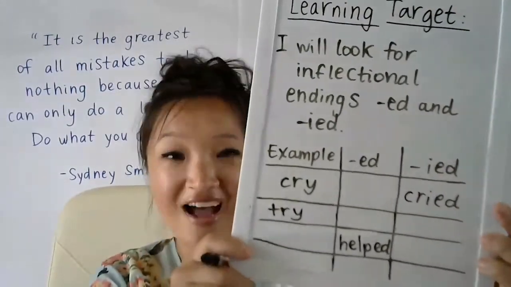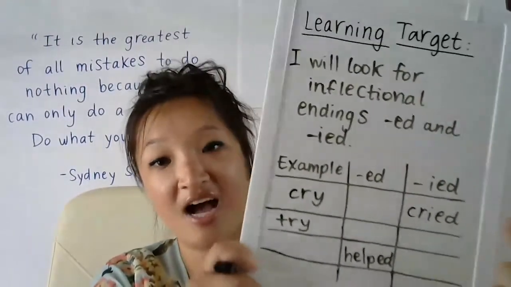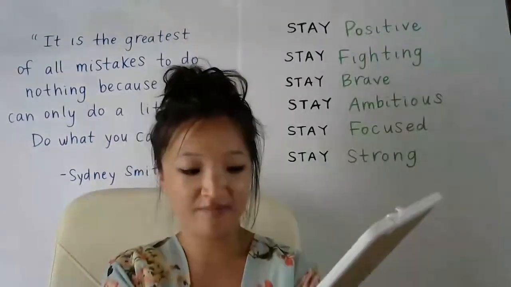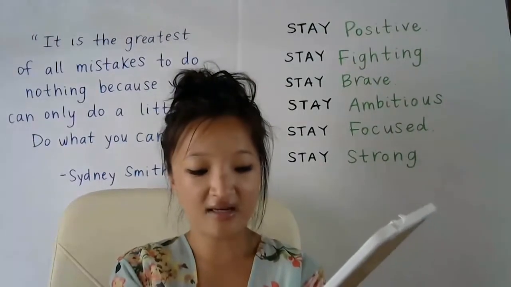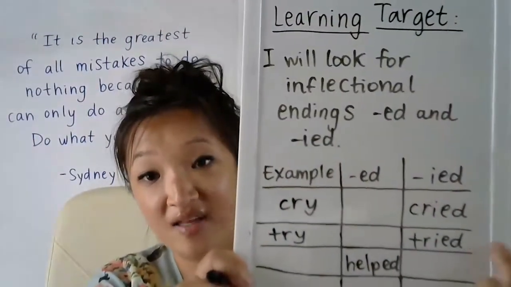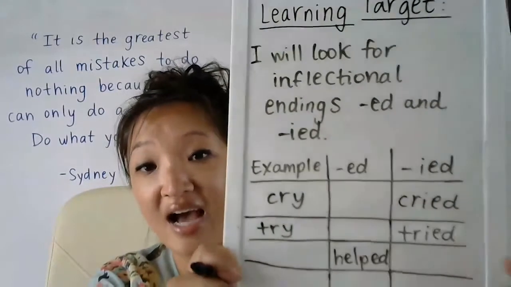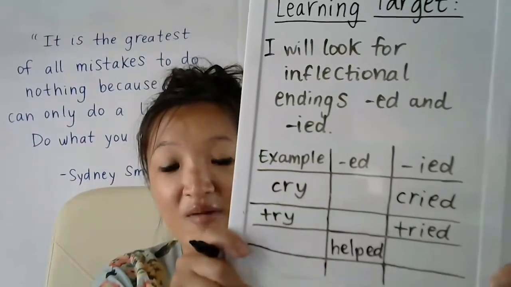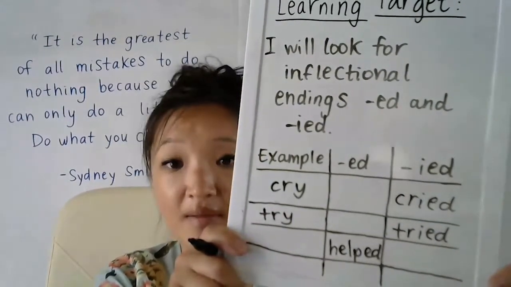So try, would it be try with the ED or would we take out the Y and add the IED? Think about that for a second. And let's see if you got that, tried. That's right, we took out the Y and added the IED to make it add that inflectional ending, and that meant it happened in the past.